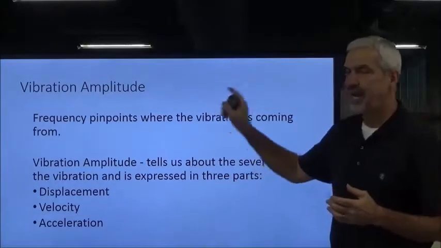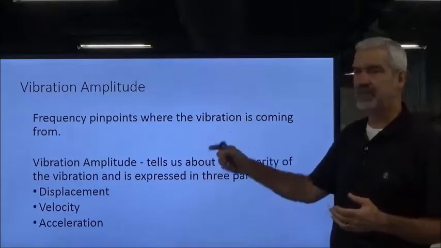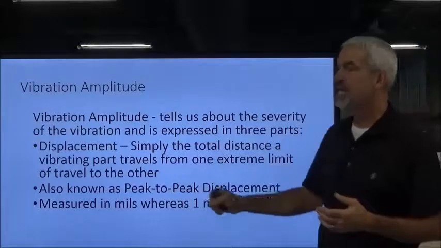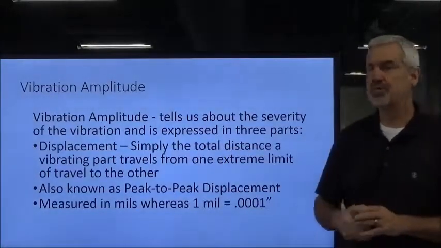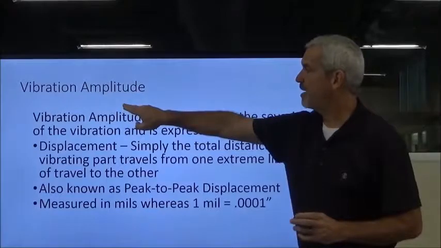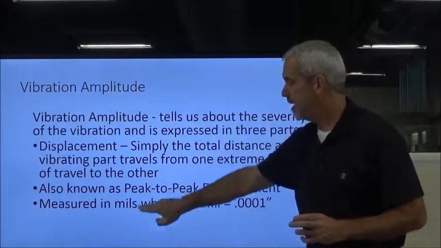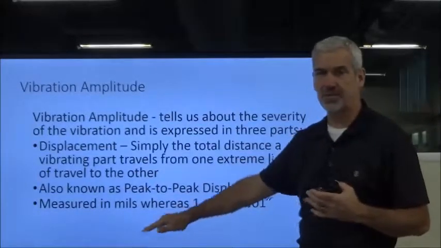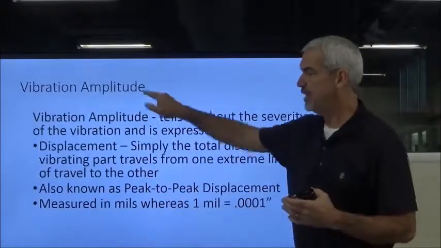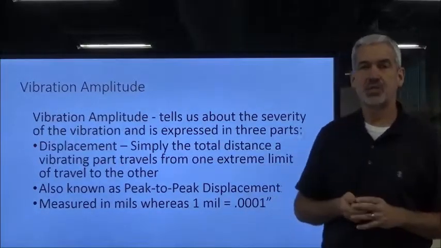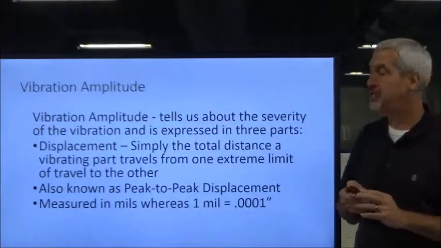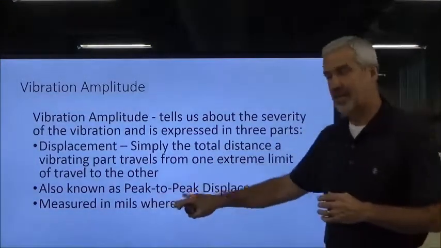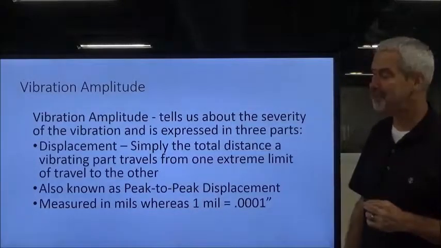So we have that vibration amplitude, okay? That's how much displacement there is from peak to peak. The vibration amplitude tells us about the severity, and the displacement is simply the total distance in our sine wave, from our peak on one side to how much it bends or flexes down to the other side, or rotates down to the other side. Those two on each side of that horizontal line are our total displacement, or our peak-to-peak displacement, from one extreme of travel to the other. It's also known as peak-to-peak displacement.